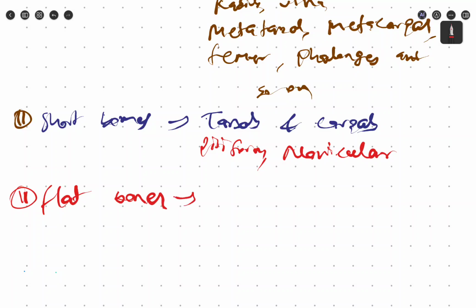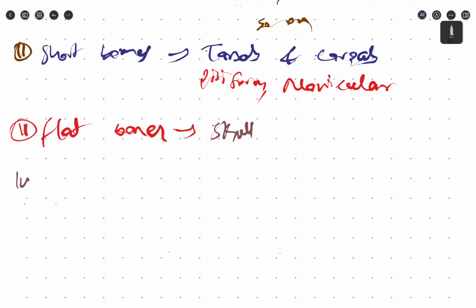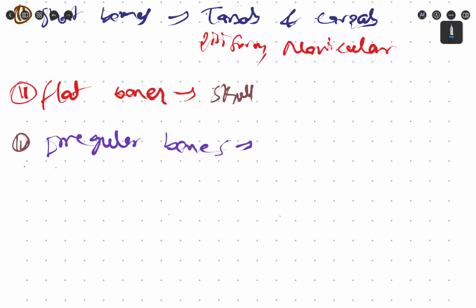Flat bones are found in the skull. Then there are irregular bones. You can see that the sphenoid is an irregular bone. It doesn't have a fixed shape and size.